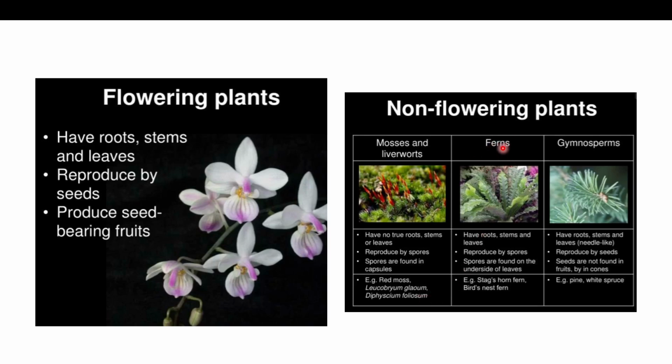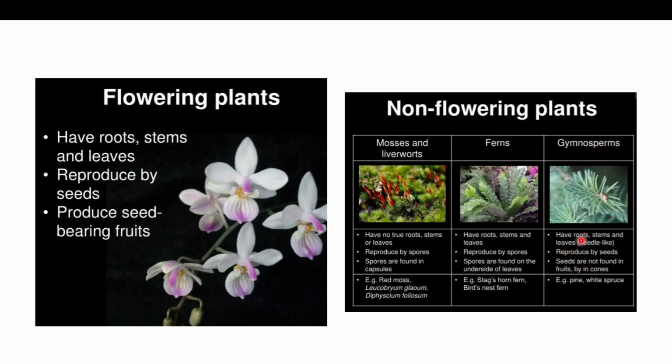Then there are ferns, which are the first vascular plants. They have roots, stems, and leaves. They reproduce by spores, and spores are found on the underside of the leaves. If you have a fern plant and you turn it upside down, you will see a very rough, patchy appearance with the spores. You can see very nicely visible, distinct spores on the backside of the fern leaf.